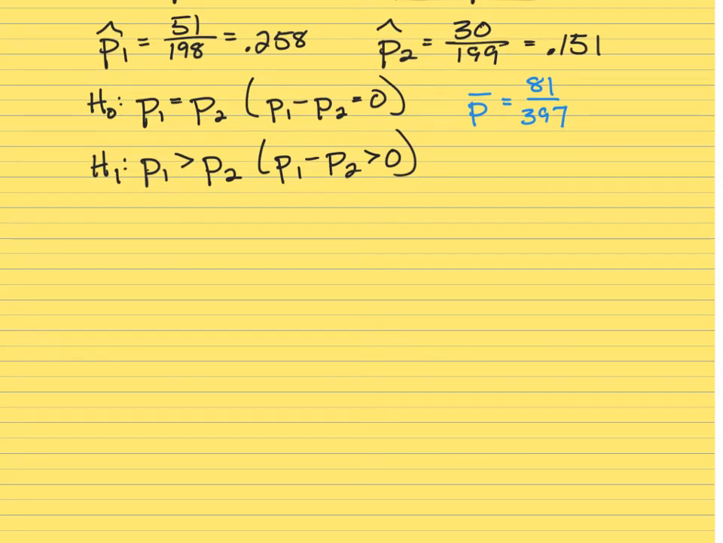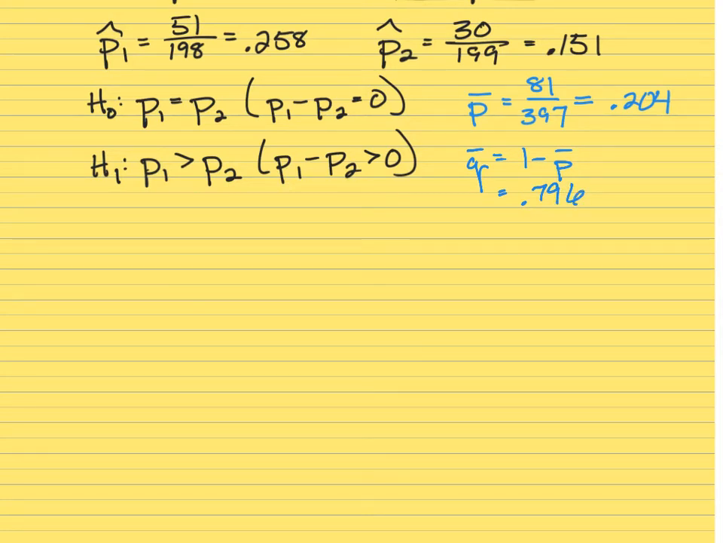So that gives us 0.204. So that's what P bar has. P bar is just the total number of people that quit smoking. And then we need Q bar, and Q bar is 1 minus P bar, and it is, as it has always been, 0.796. All right, so we're going to need those going forward.